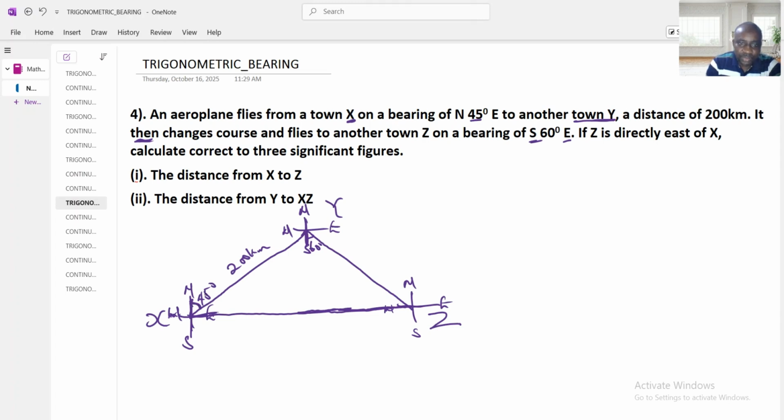Now, perfect. The next thing, let's plug in our angles. If this face is 45 degrees, this face also will be 45 degrees, alternate angles. And the total angle here will be what? This face is 60, and this face is 45 degrees. 45 plus 60 degrees is going to give us 105 degrees, isn't it?